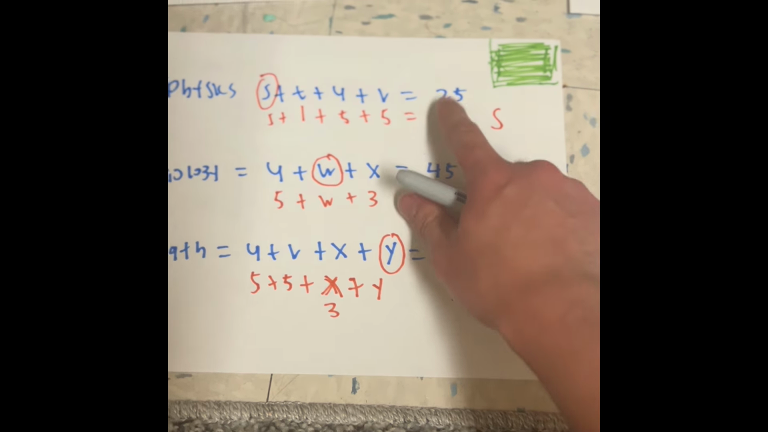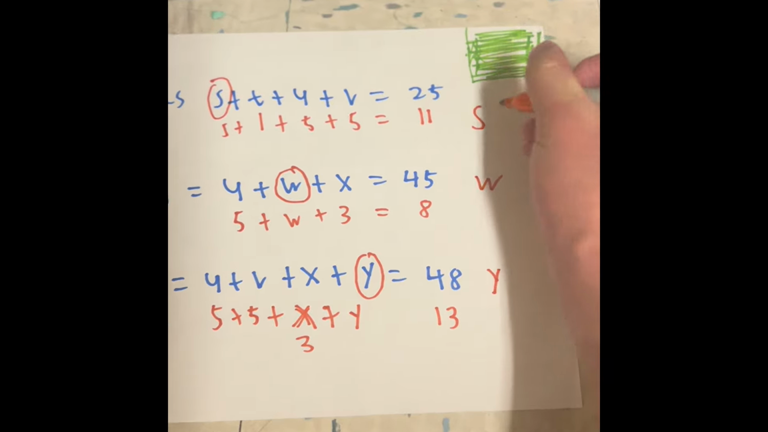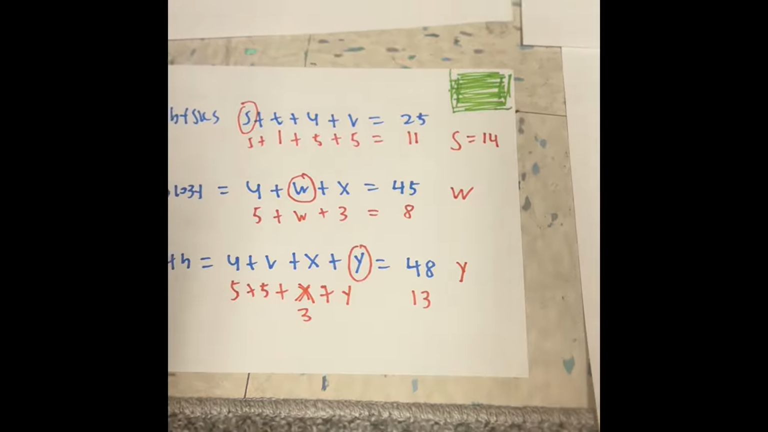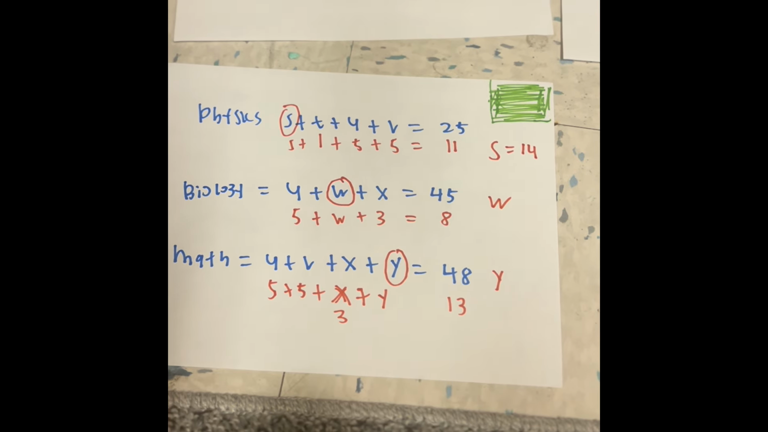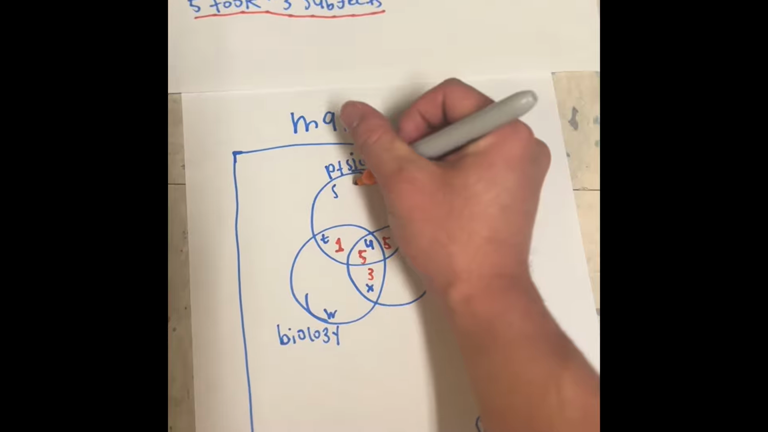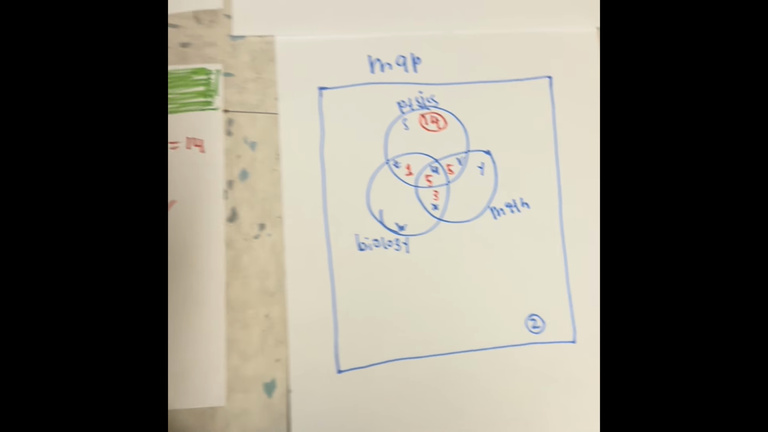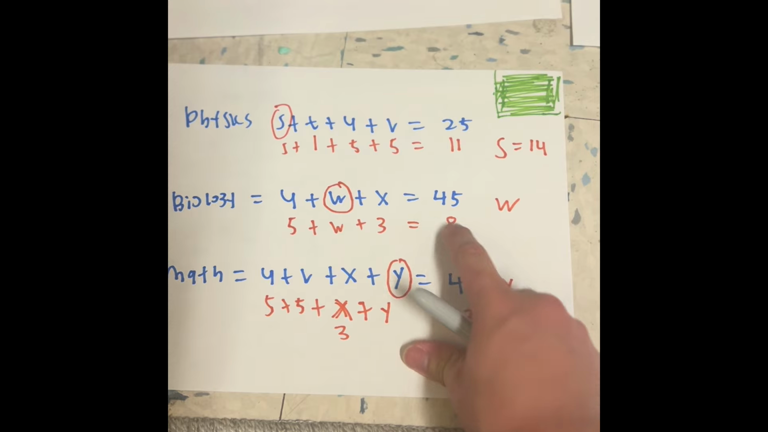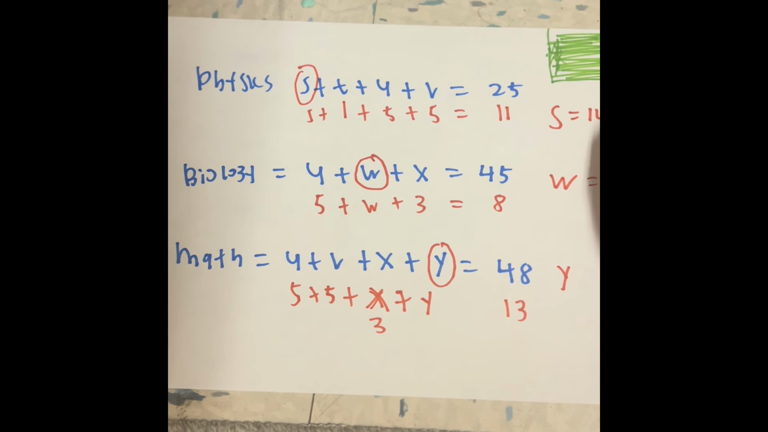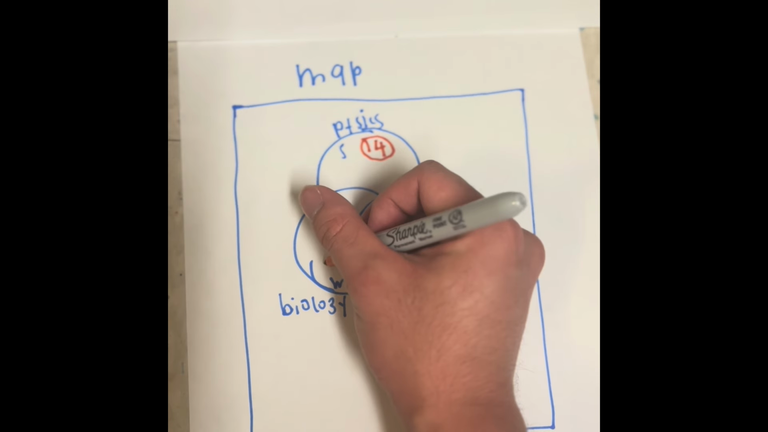So, 25 minus 11 is 14. So, only 14 people took only physics right here. So we're going to put 14 right there and circle it in. 45 minus 8 is 37. So 37 people only took biology. And we're going to put the number into the bubble right here.